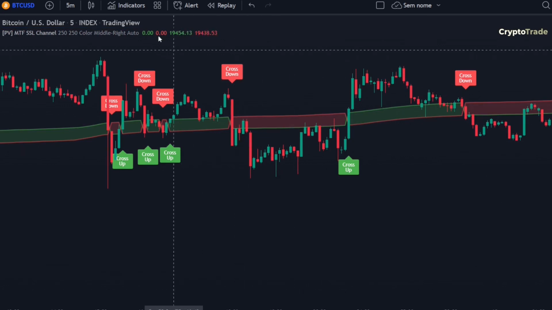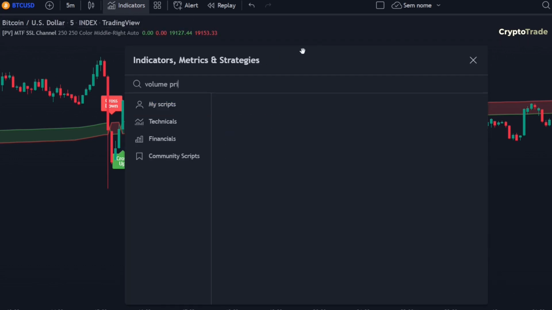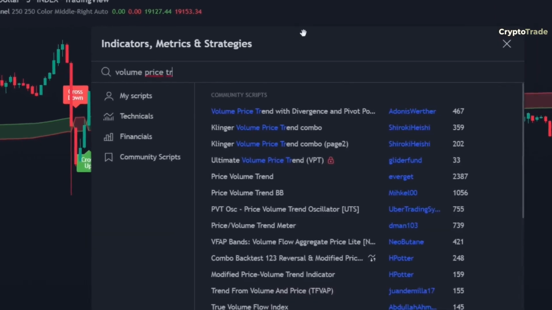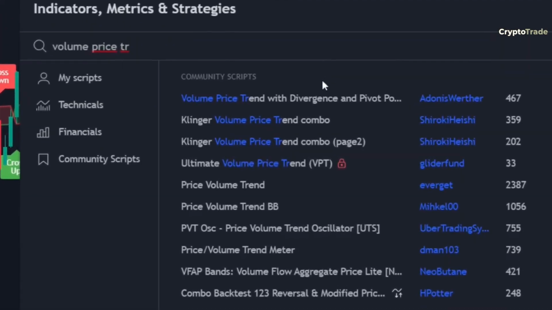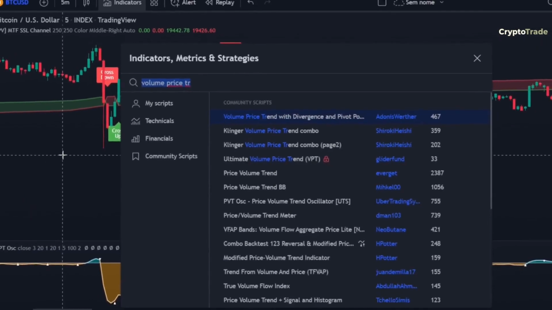To add the second and last indicator to the chart, open the indicator search bar in Tradingview and type Volume Price Trend with Divergence. Select this indicator, as shown here in the video. Setup is complete.